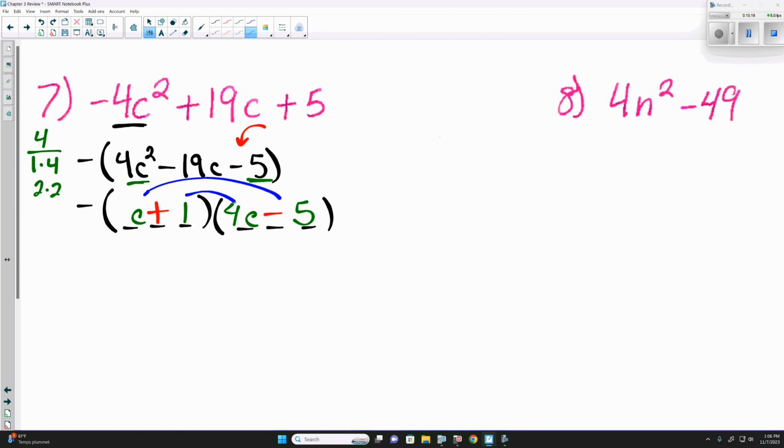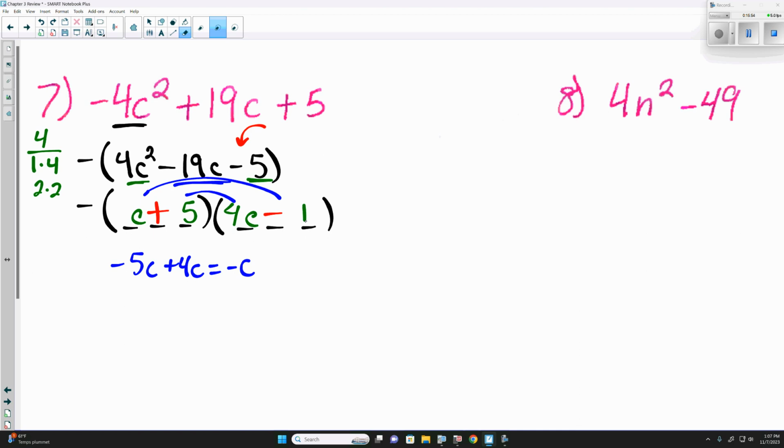C times 4c is still 4c squared. 1 times negative 5 is still negative 5. Those didn't change. C times negative 5 is negative 5c. 1 times 4c is plus 4c, giving us negative c. Is that the middle term we wanted? No, we need negative 19. Well, one of the things I can switch is the 1 and 5. We could have also switched the 4c and c. Flip those, either one would work.